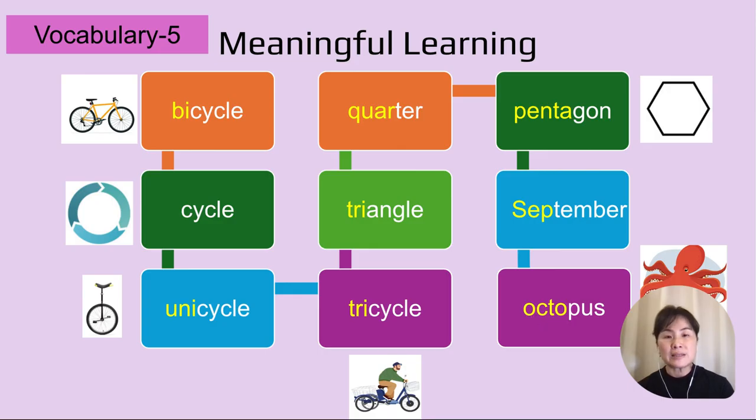Eight legs. And September, sep actually means seven, because in ancient times the Roman calendar actually had only 10 months. So September used to be like July.